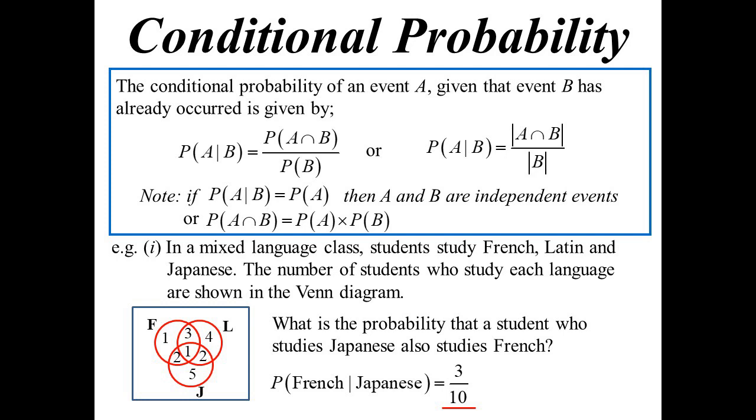You notice I didn't even write the formula down. If I've got the diagram, what we're essentially saying is, it's a lovely diagram, but as far as we're concerned, the universal set now is just the Japanese, because that's the only thing that's happened that we know. In that universal set, there's only 10 objects, and we want the French. In the French part of it, there's 3. So 3 out of 10 is our probability for that one.